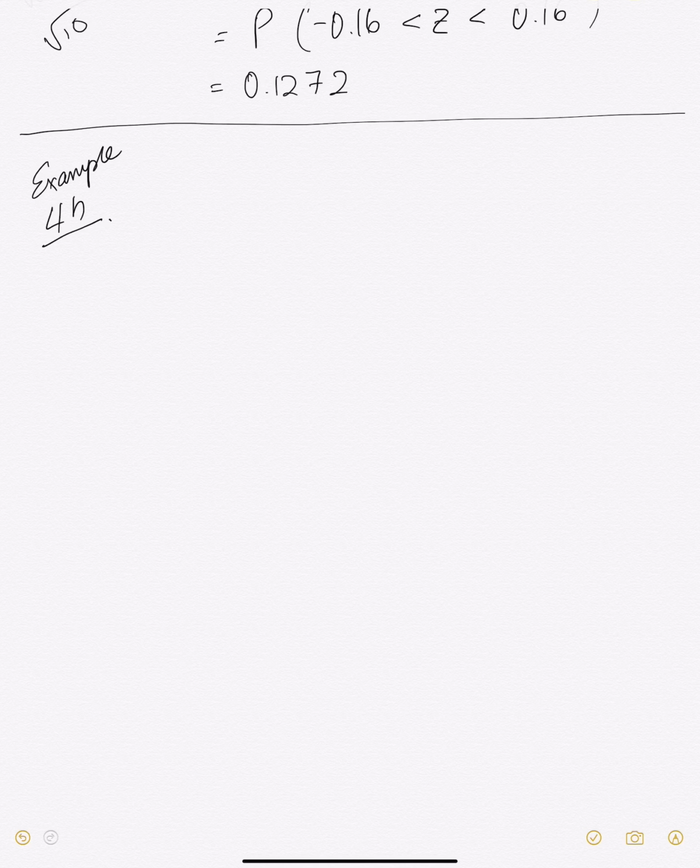All right, so compute the probability that more than 150 first-year students attend this college. So what do you have? You want to know how many people will actually attend. So let X be the number of students that attend.